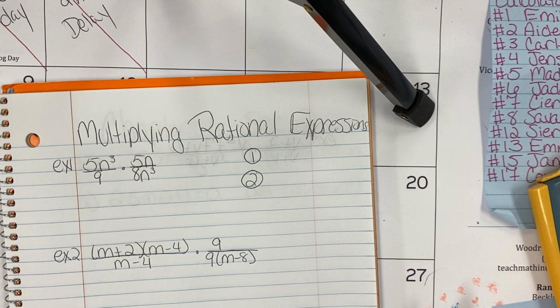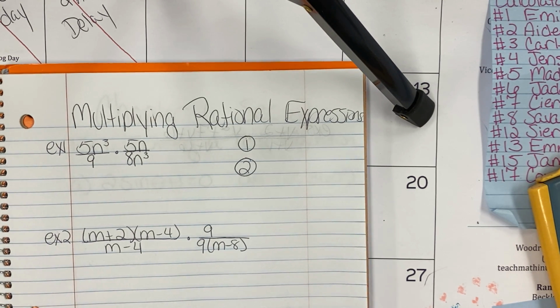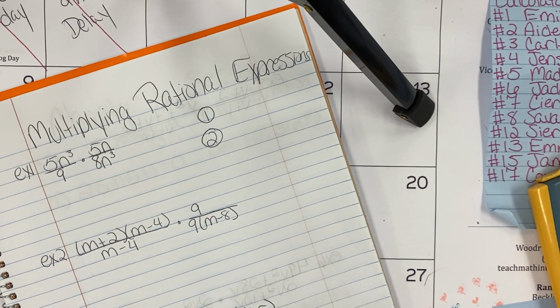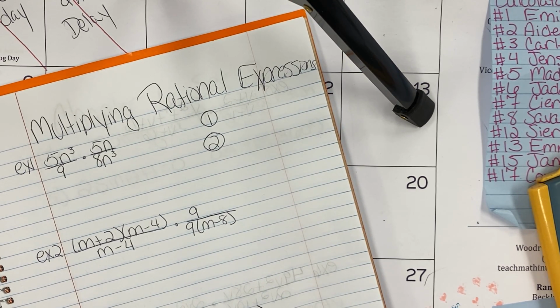Multiplying rational expressions. Rational expressions are going to deal with factoring and canceling out. We're going to start with multiplying, then we're going to do dividing, and then adding and subtracting, and then we're going to solve equations. With these, I would always say cancel out what you can.